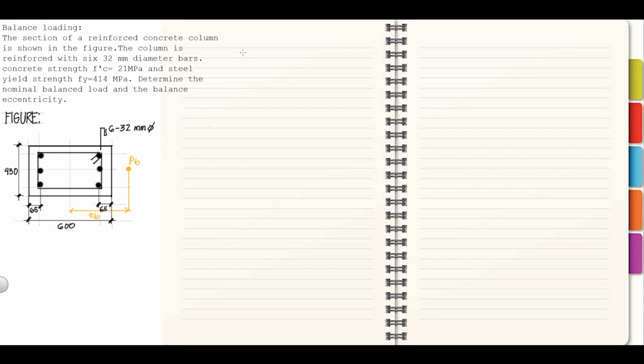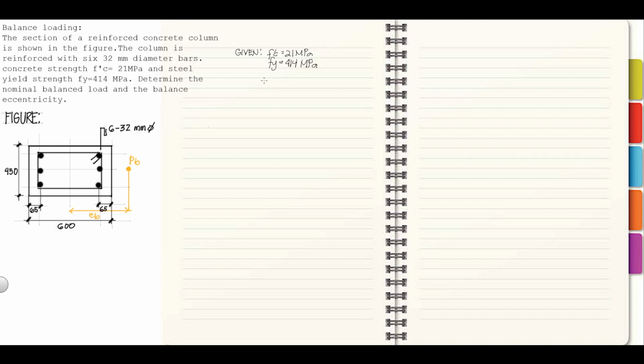Let's write the given here. The strength of the concrete is 21 megapascal, let's say F prime C is 21 megapascal. And the yield strength Fy of the steel is 414 megapascal.